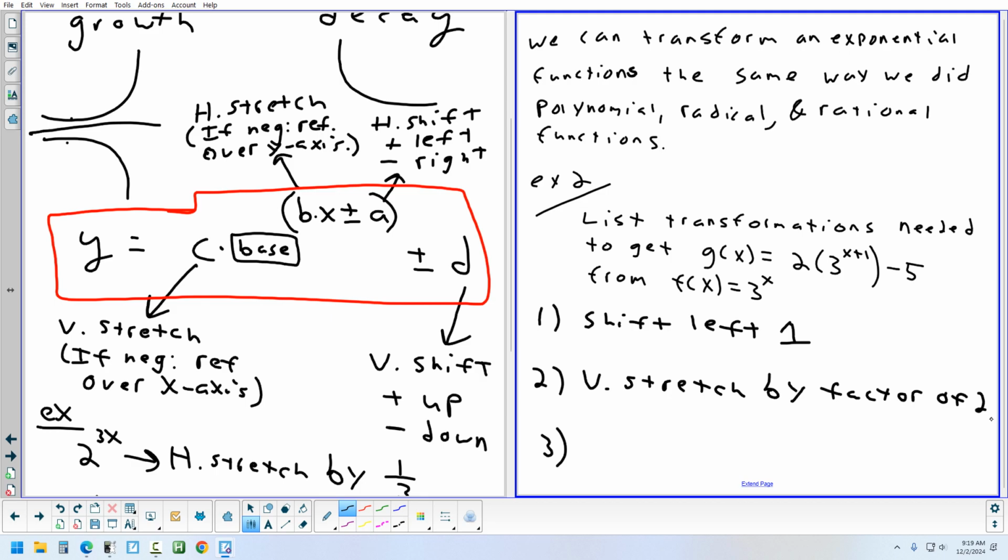Do we have a number in the spot for D? Yep. What number is there? Negative 5. So that's going to move my graph which way? Vertical shift down. Yep. Shift down 5. If you say vertical shift down 5, it's the same thing, as long as you tell me a direction and you tell me how much. Down 5. Shift down 5. That's it. Those are transformations.